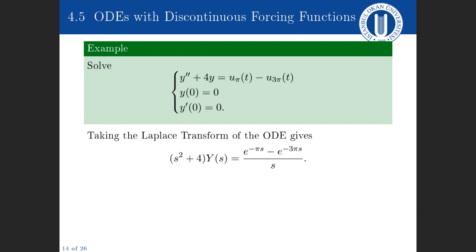First, take the Laplace transform of the differential equation and rearrange it. We need to find the inverse Laplace transform of this function. So we do the trick that we've been doing before. Every time we see an exponential function, we forget about it. Pretend that e to the power minus pi s is not there, and pretend e to the power minus 3 pi s is not there. So just pretend that we have a number 1 on the top.